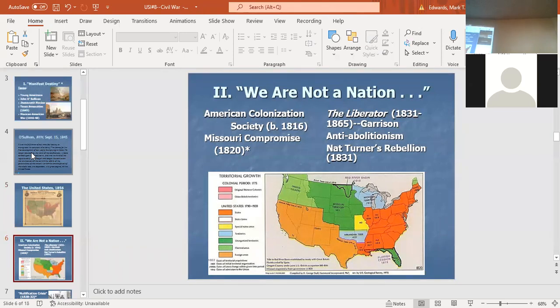Notice what I said. Put them on ships and send them back to Africa. There is no back. They weren't born in Africa. Free blacks of the North wrote poems and hymns and letters saying, would you knock this colonization nonsense off? We're not from Africa. We're from here. There is no going back for us.